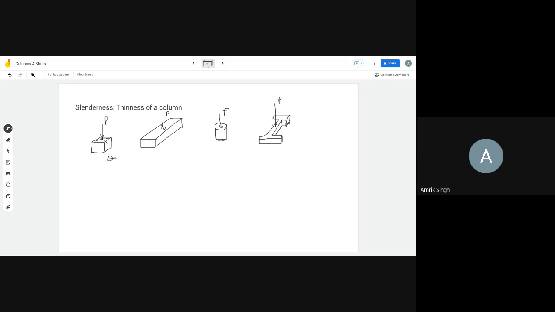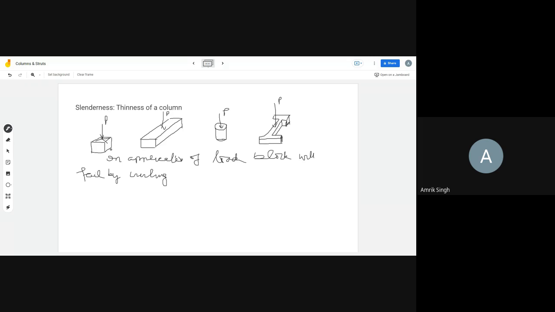So on application of load, the block will fail by crushing. So they will be crushed to a smaller size.